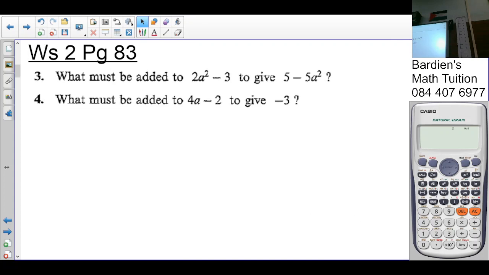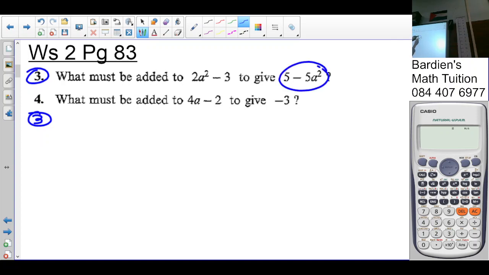Number 3, what must be added to give 5 minus 5a squared? So, how do we do this calculation? Which one is the bigger one? What must be added to this to give that? So that is what you should do. That is the answer, in other words.